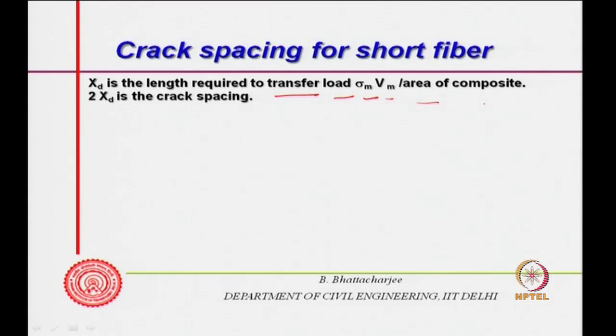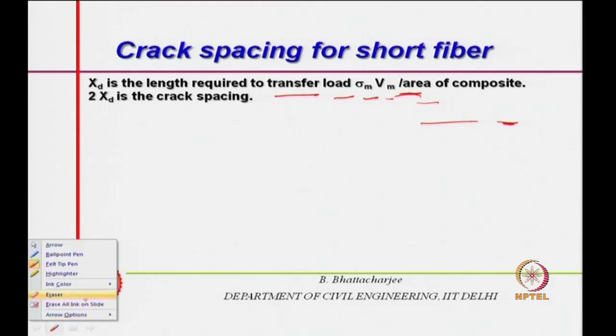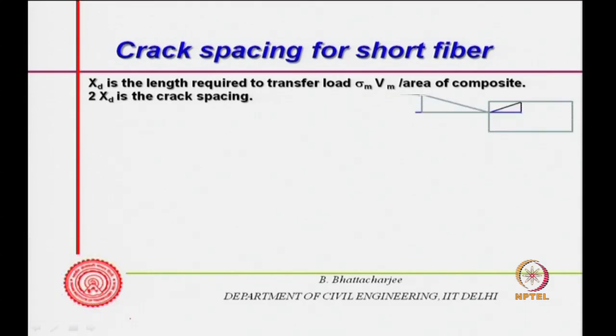right. So, 2 x d is the crack spacing, that is what we have seen actually, but when you have short fiber, what will happen? One side you may have some length, another side you may have full transfer, like this, because it would not be 50-50 divided in both the direction. So, sigma f u might attain here, but this side it may not attain.